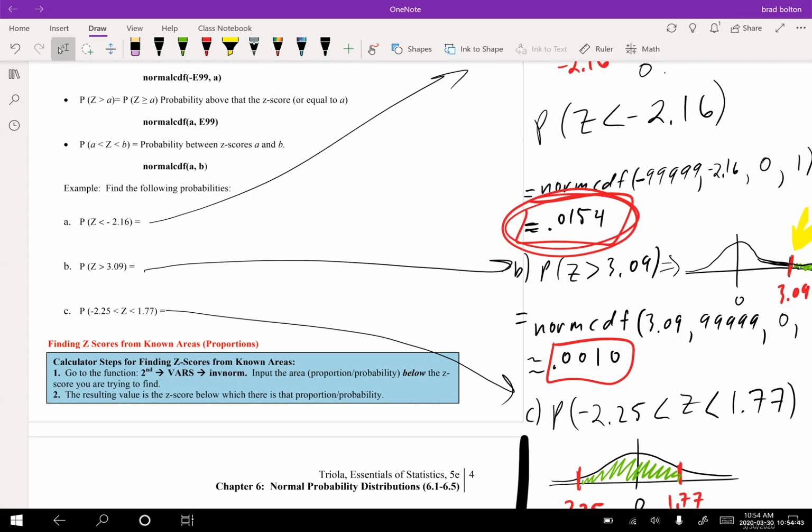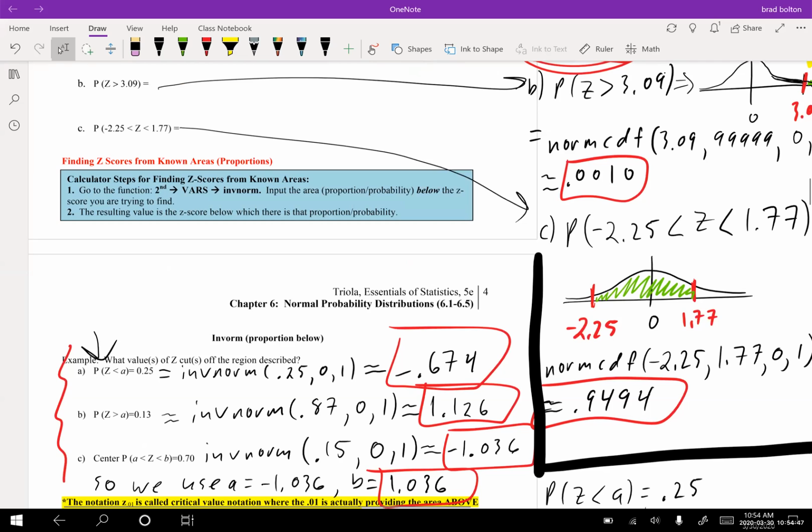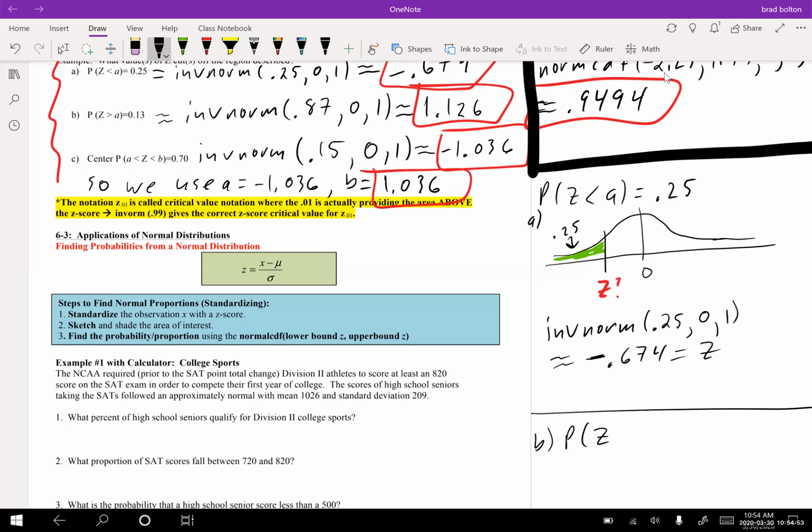So let's look at this other one. So this was letter A. Let's look at letter B. Says probability that Z greater than A. So it's very important, the greater than or the less than. So they're telling us the probability is 0.13.